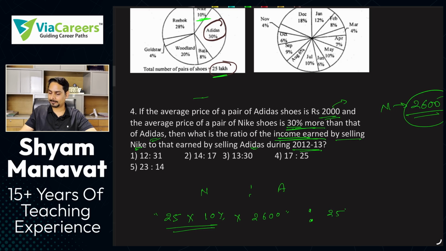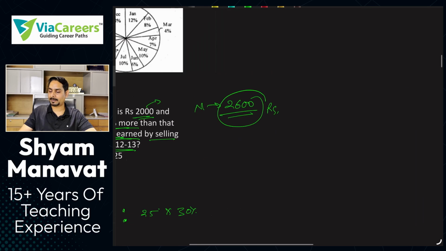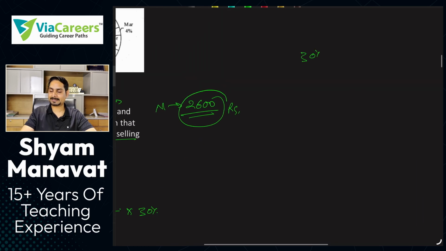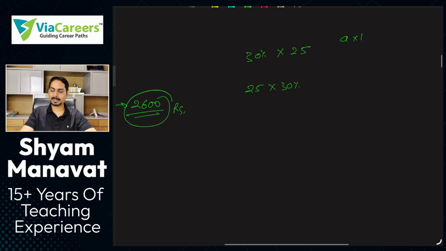Now if you calculate 30% of 25 lakhs, it can be written as 30% of, that means multiply into 25 lakhs, or we can also write 25 lakhs into 30%. In multiplication, A into B is equal to B into A. Okay, so don't stress.